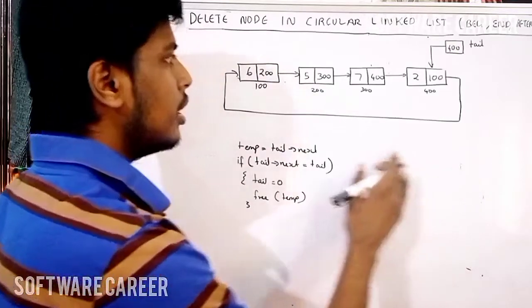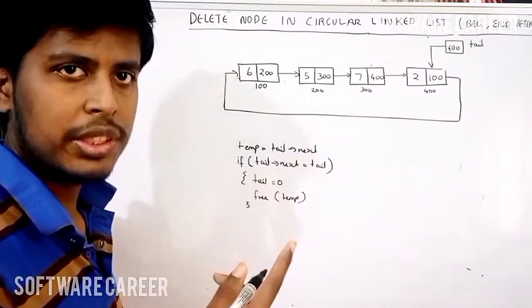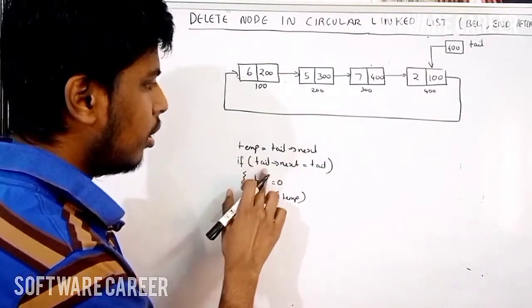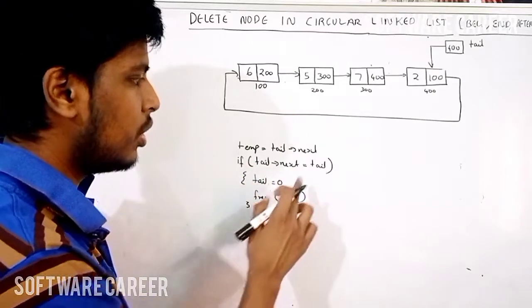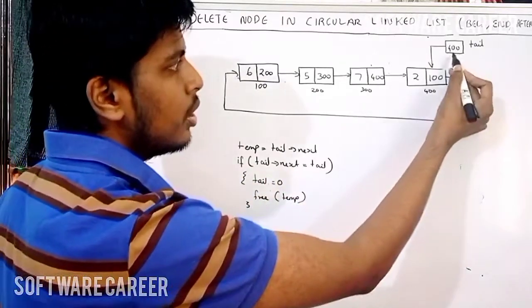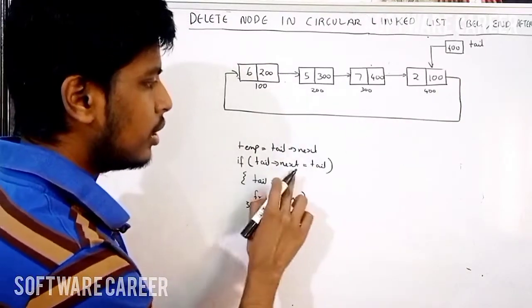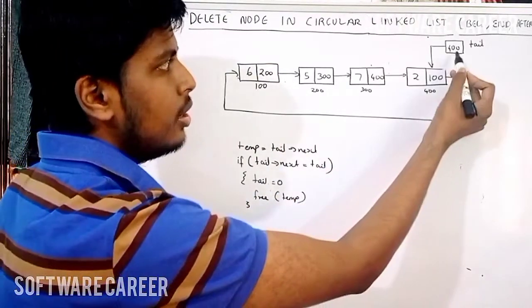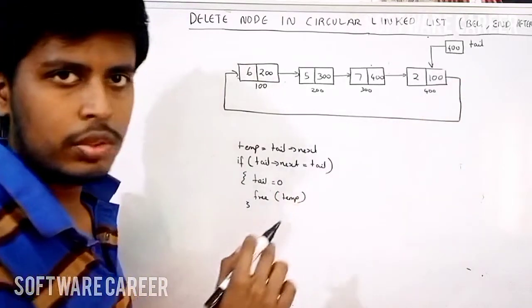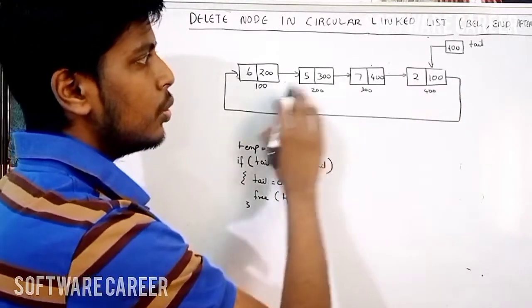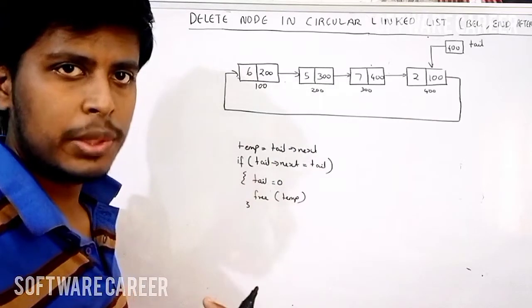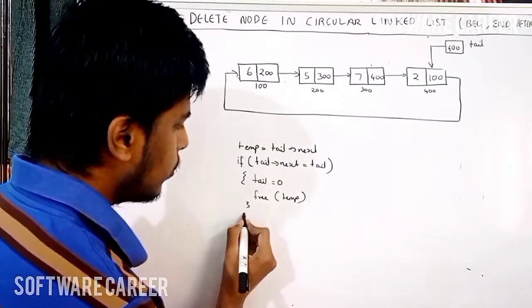So now let's see the case when there is more than one node present in the linked list. See, it's checking if tail next not equals tail. Tail is 400, 400's next is 100. So this tail next is 100, and what is tail? Tail is 400. 100 is not equal to 400. So you can say that there is more than one node present in the linked list. So what should you do?